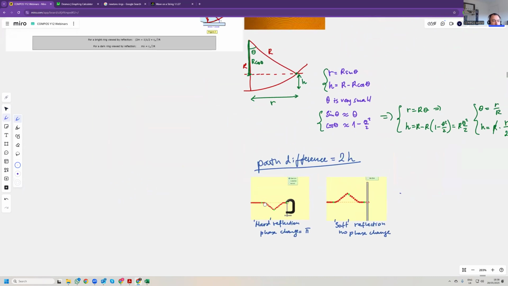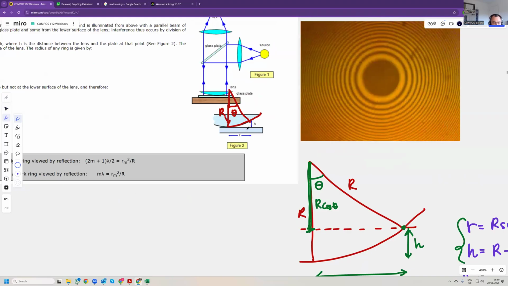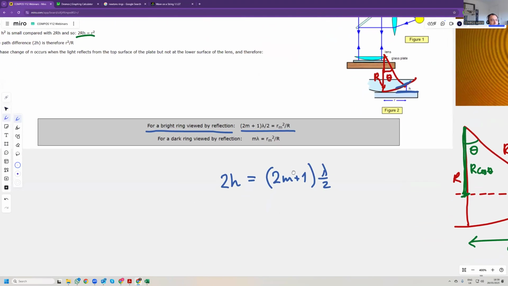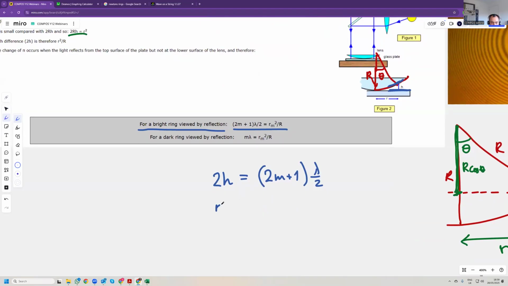Okay, so from the glass plate, it's a hard reflection, so there's a phase change here. However, there's no phase change here because you're reflecting off the boundary with air. And that means that for a bright ring, this has to be true. 2h has to be 2m plus 1 lambda over 2. But h is r squared over 2R. So r squared over 2R equals 2m plus 1 lambda over 2.